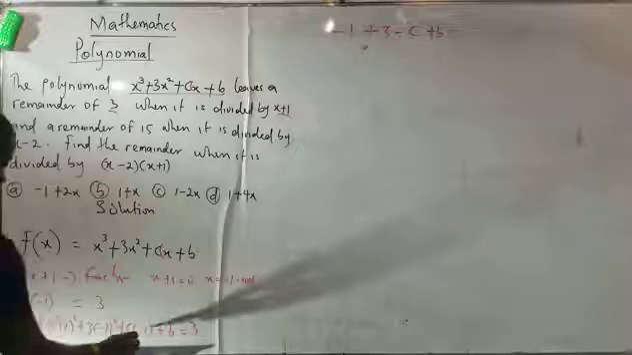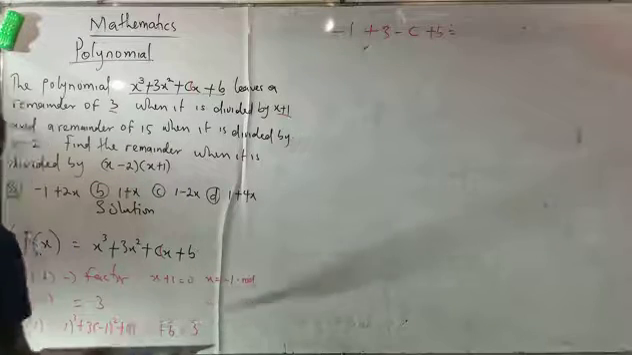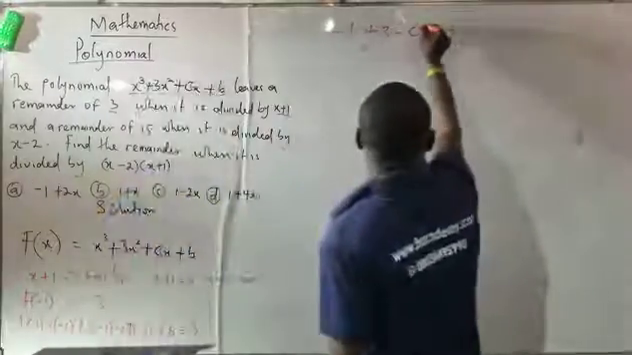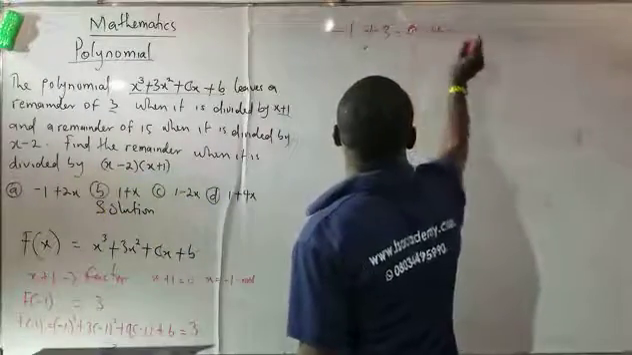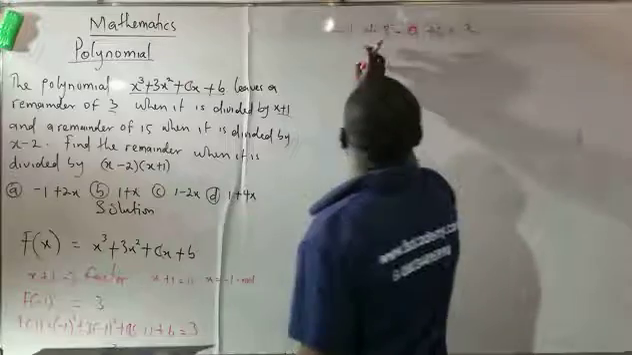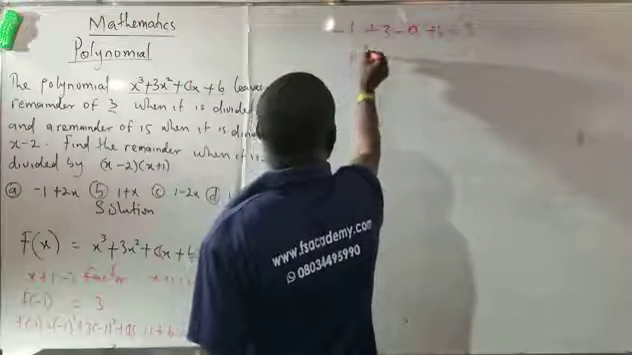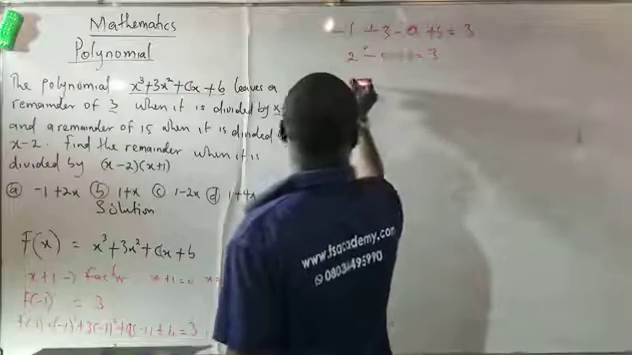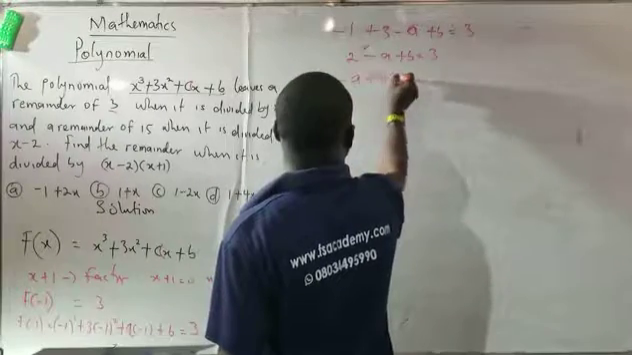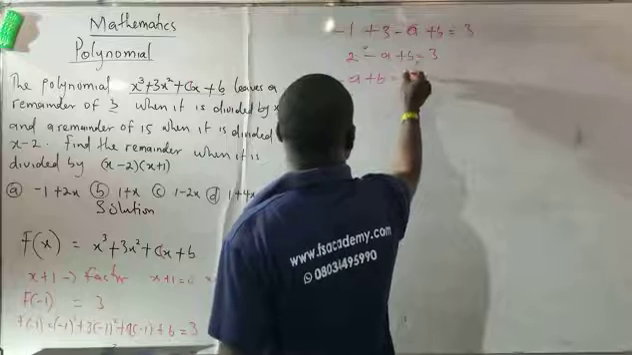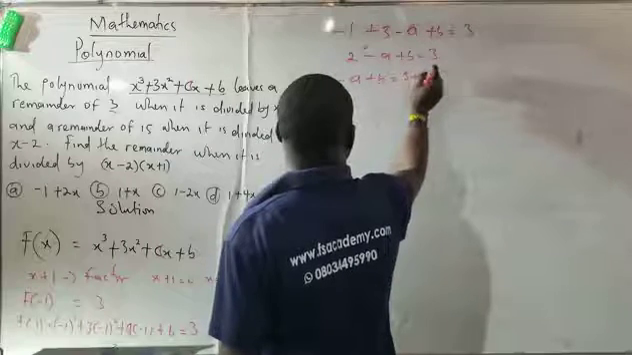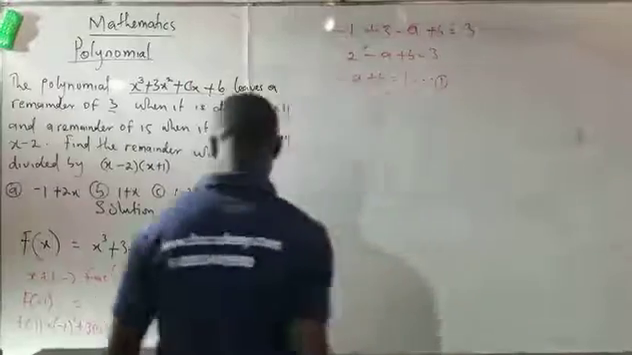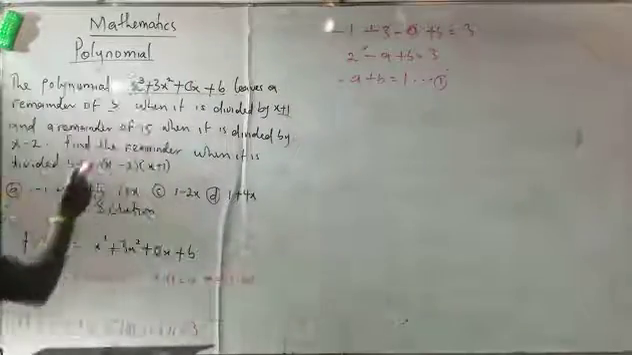Now equals 3. It means here it will be 2 minus a plus b equals 3. It means minus a plus b equals 3 minus 1 minus 2, which is going to be 1. Please permit me to write 1 here. That is equation 1.